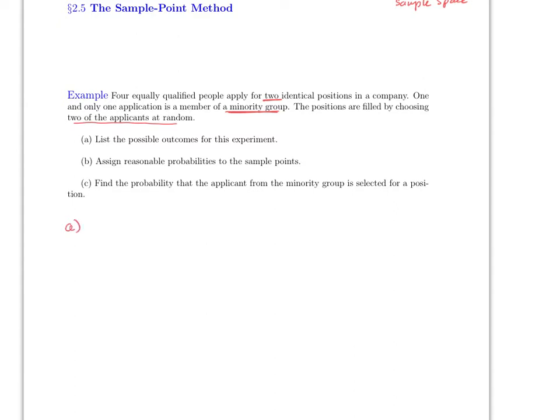So for part A, let's say A1 means the first applicant, A2 is the second applicant, A3 is the third applicant. And we're going to use M for the minority applicant. So you have 4 people. So therefore, all the possible outcomes are these, which is, remember, the sample space. Without the sample space, you cannot find any probabilities. So you need to be sure you have this.